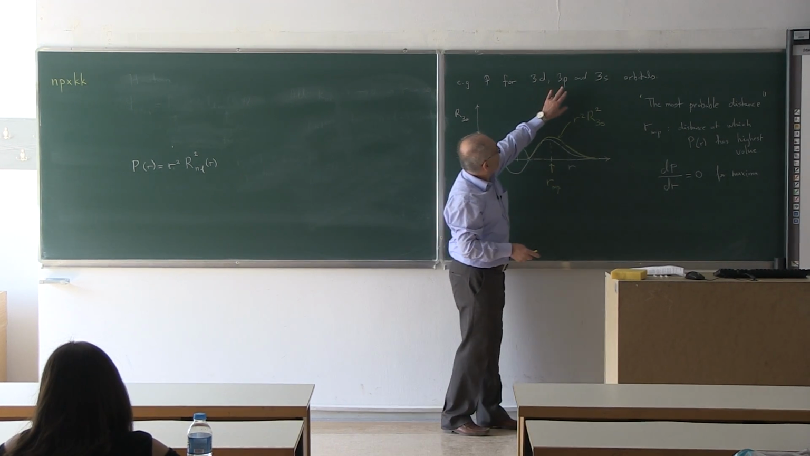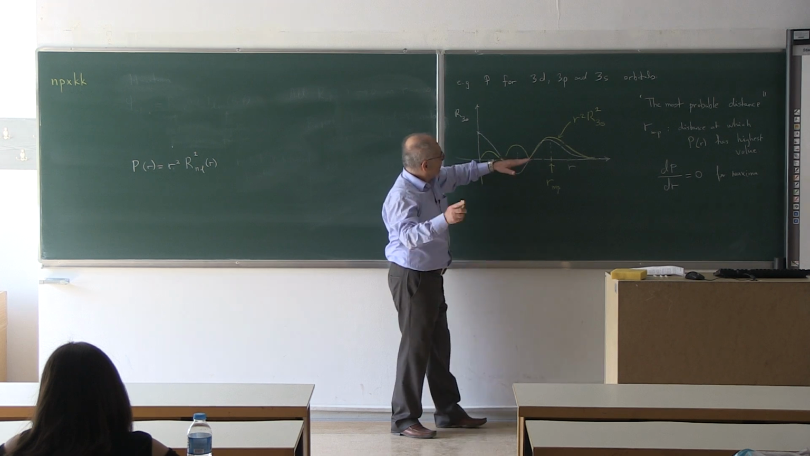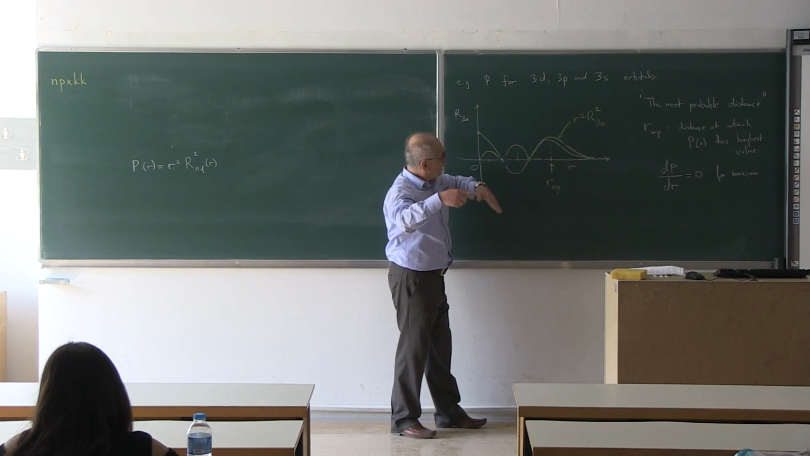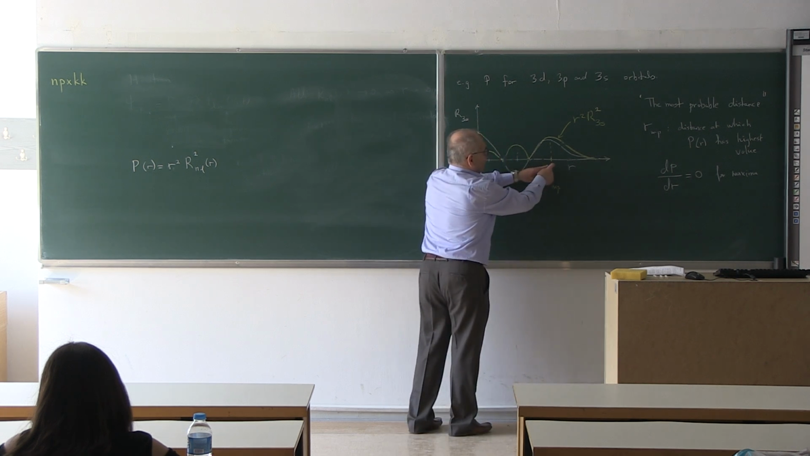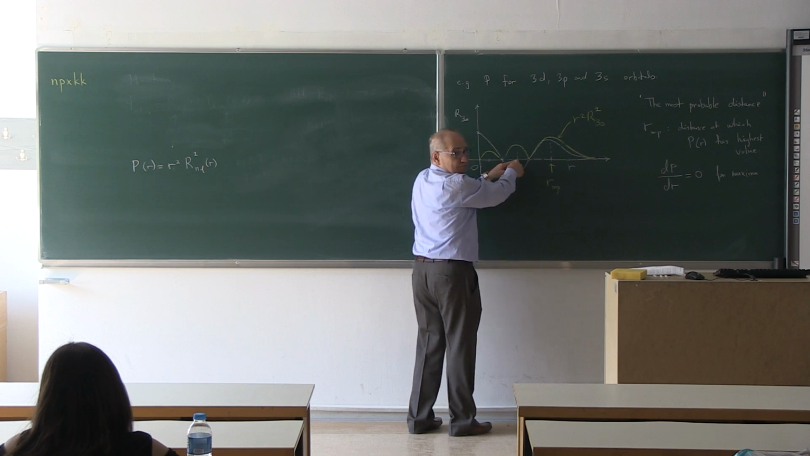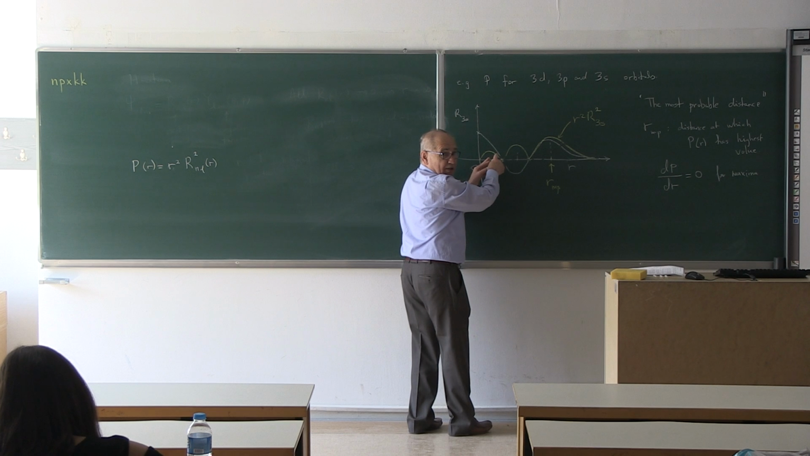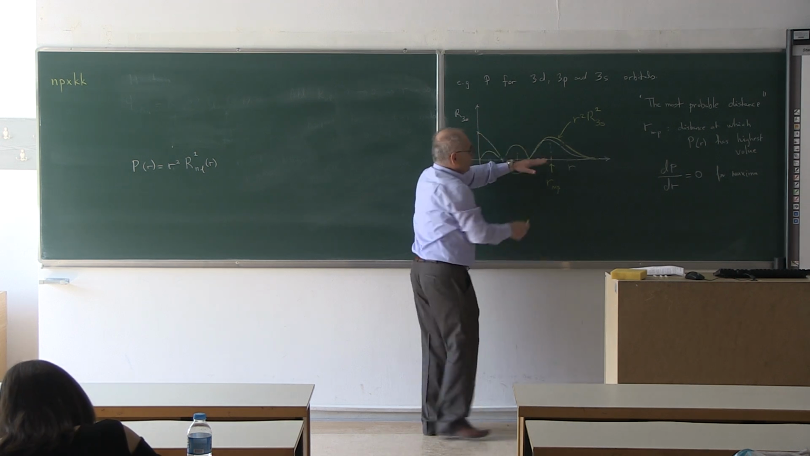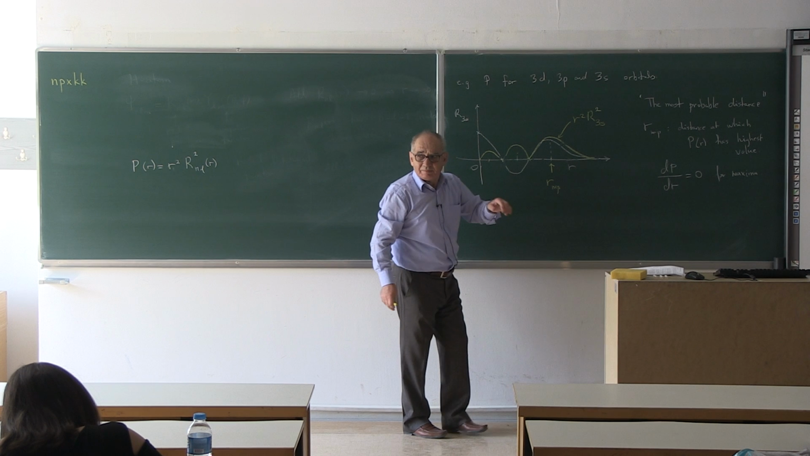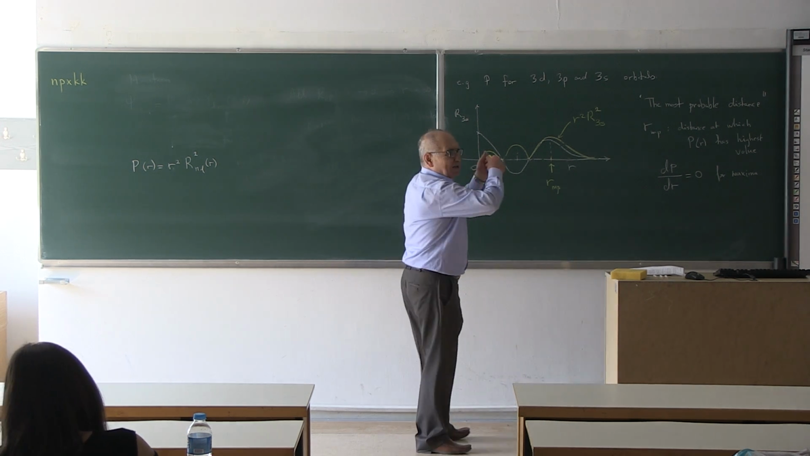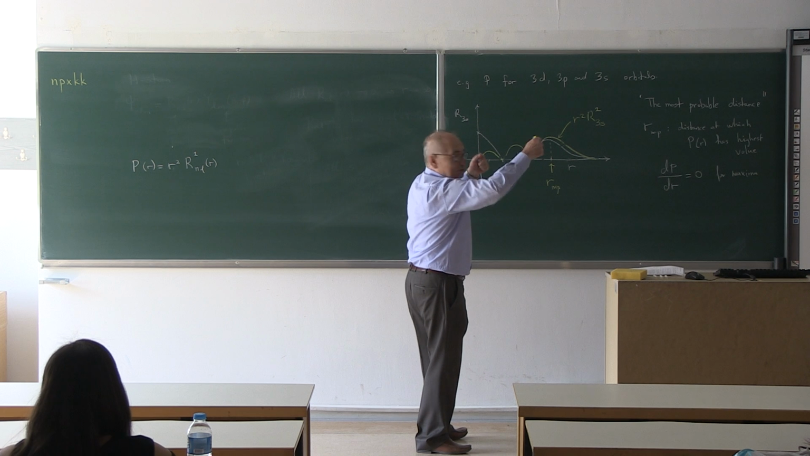Before dealing with the 3p and 3d orbitals, please note, as a general rule, the location of this maximum, the R value, is larger than this one, which is larger than that one. In other words, we can describe the most probable distance by saying that it is the outermost maximum.